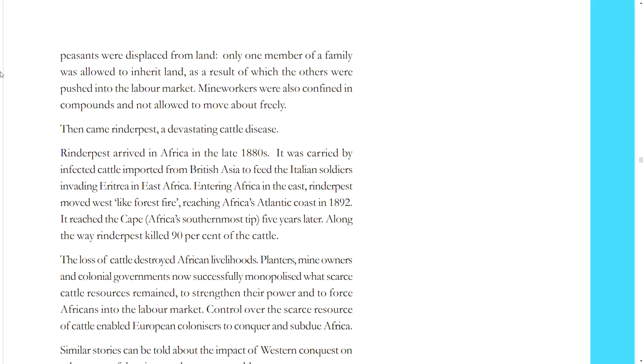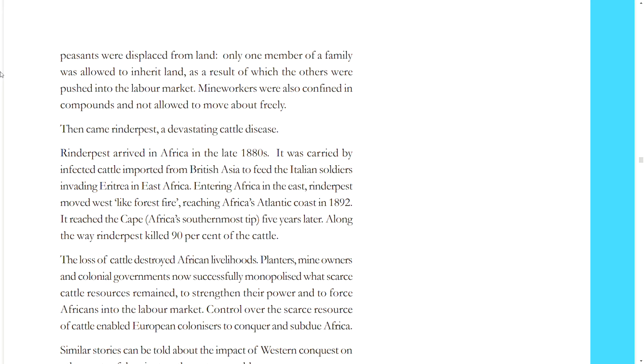Then came rinderpest, a devastating cattle disease. Rinderpest arrived in Africa in the late 1880s. It was carried by infected cattle imported from British Asia to feed the Italian soldiers invading Eritrea in East Africa. Entering Africa in the east, rinderpest moved west like a forest fire, reaching Africa's Atlantic coast in 1892. It reached the Cape, Africa's southernmost tip, 5 years later. Along the way, rinderpest killed 90% of the cattle.